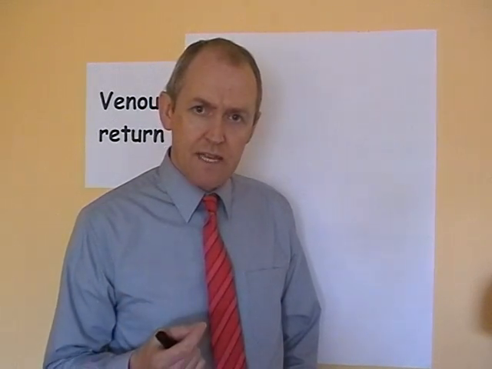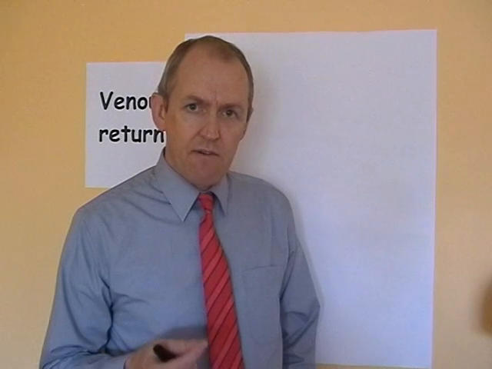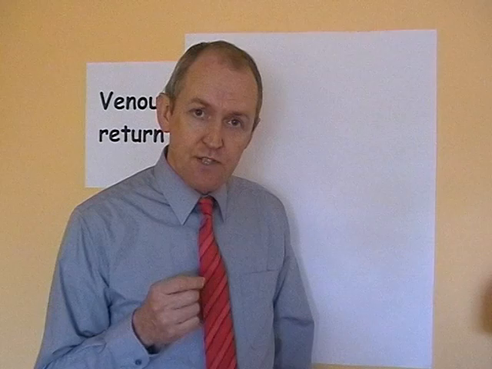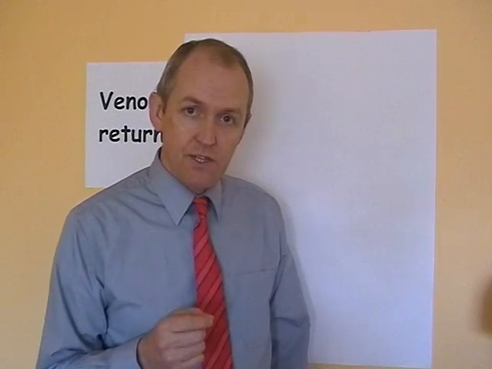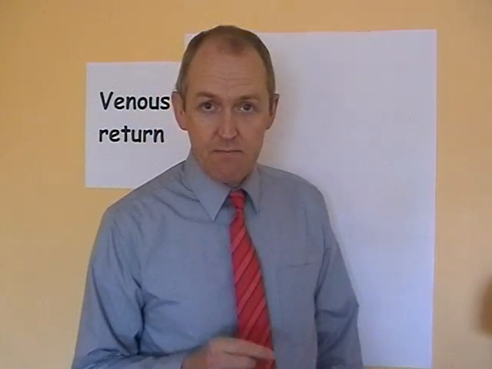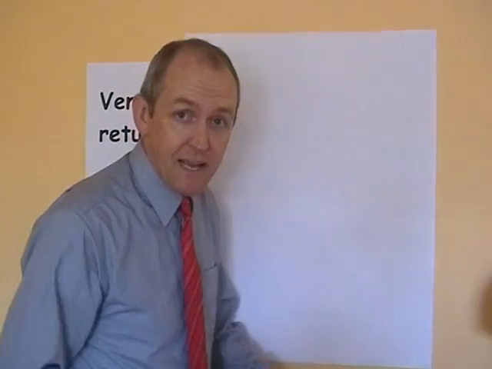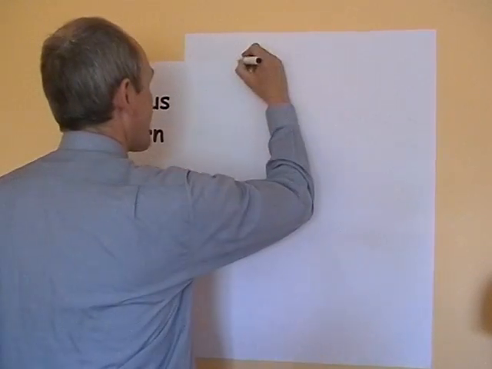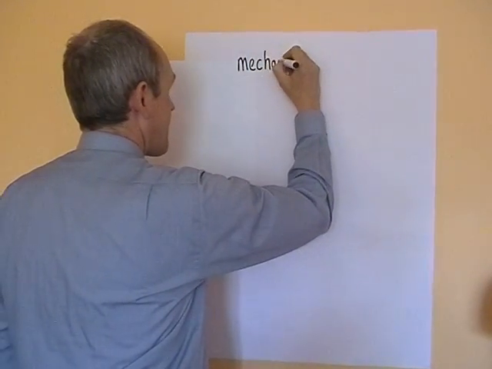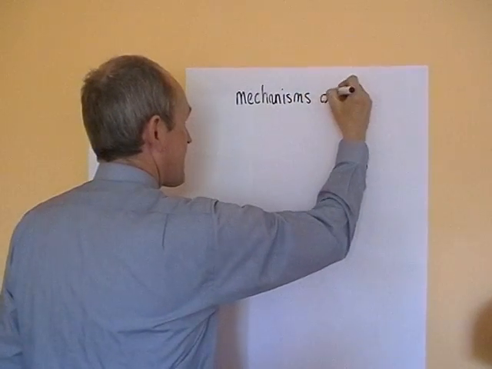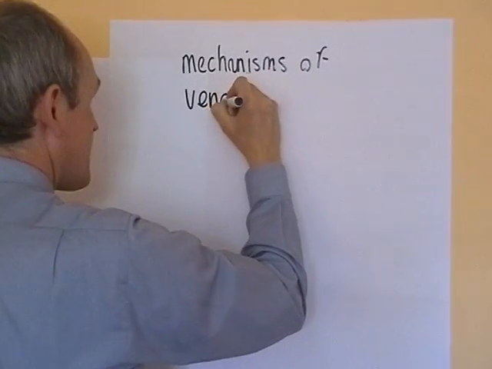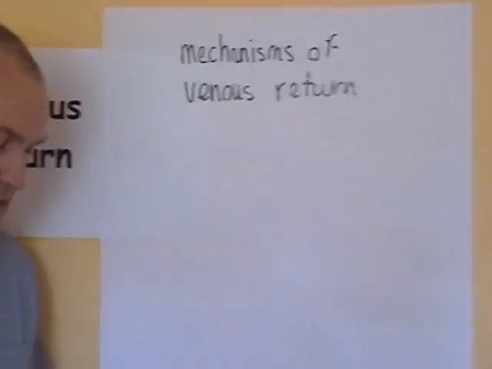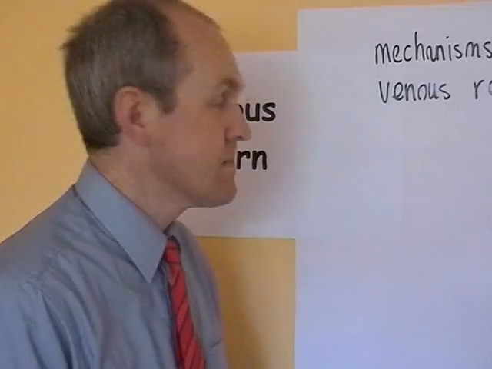Now, it's important to understand this because it can go wrong in various ways and give rise to some pathologies. But for now, let's restrict ourselves to thinking about the normal function, and we're talking about the mechanisms of venous return, how blood gets back from the periphery back up to the heart to be pumped out again. So how does the blood get back to the heart?